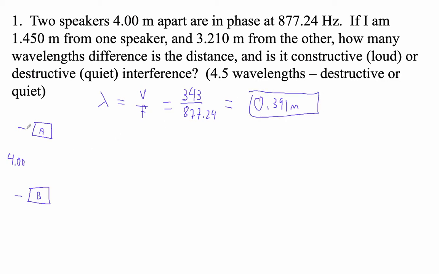Okay, and if these speakers aren't that far apart, there's no place in the world where you can have a half wavelength difference, right? If they're closer than a half a wavelength apart from each other, but 4 meters is enough. Okay, 4 meters is enough that we can get anything, right? So we are 1.45 from one, and I'm trying to draw this, and 3.210 from the other, right?